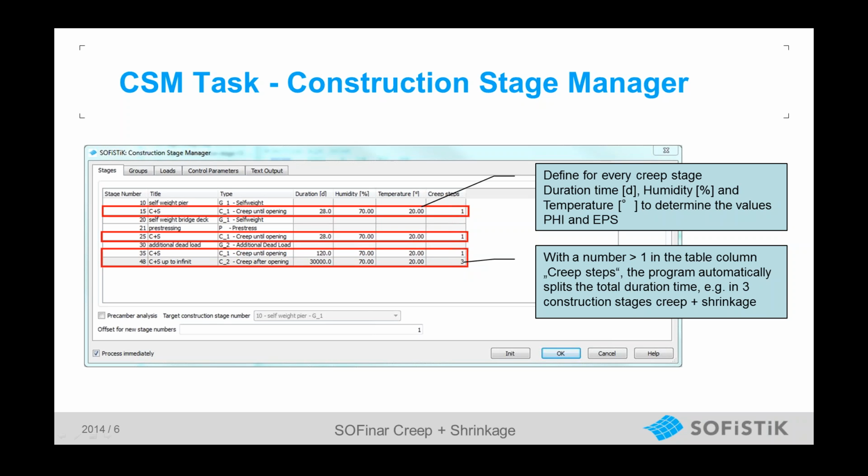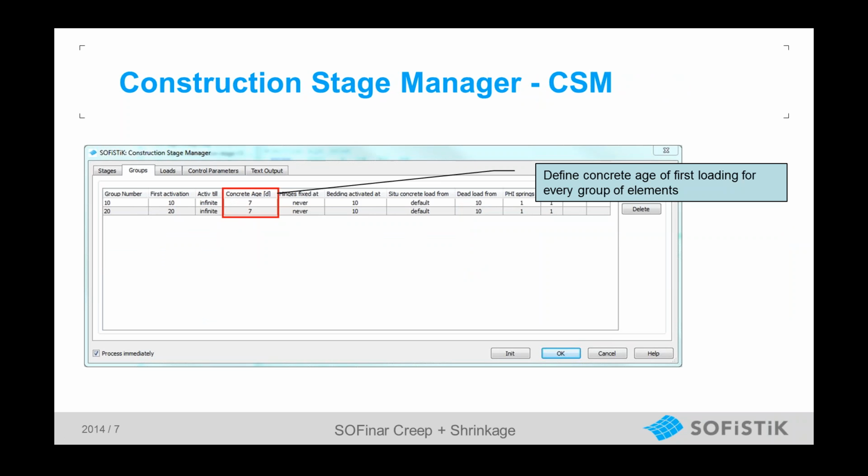Beware of one thing. In the last line, we start with stage number 48, and we define 3 creep steps. That means internally the program creates construction stages 48, 49, and 50. So based on the number 3, automatically 3 construction stages will be defined. So the next available free construction stage number will be 51. So you have to be careful about that. So this is the first thing we have to deal with.